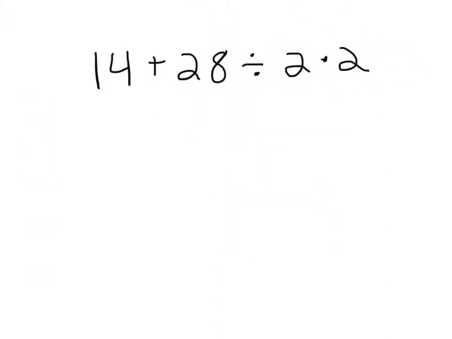Here's our next problem. 14 plus 28 divided by 2 times 2. Go ahead and hit pause if you need more time. Okay, my order of operations is parentheses, exponents, multiplication, division, addition, and subtraction. Let's go ahead and label all the operations that are happening. I've got addition, division, and multiplication. This looks similar to the problem we just did. Let's see how it works out.